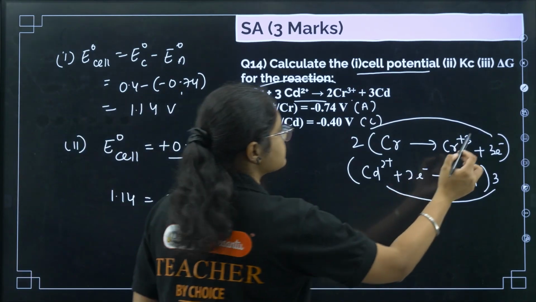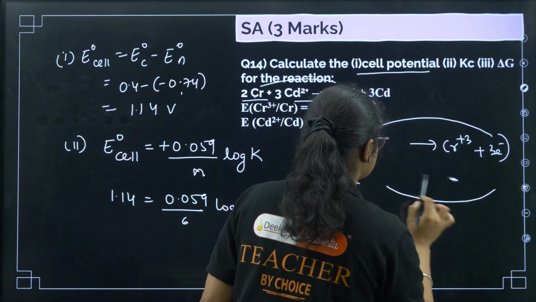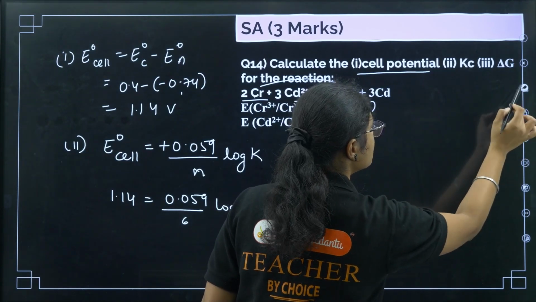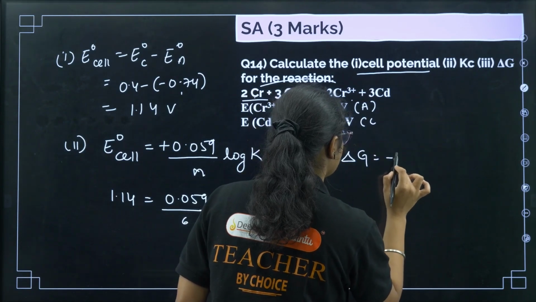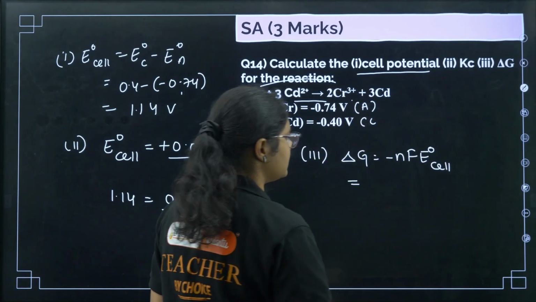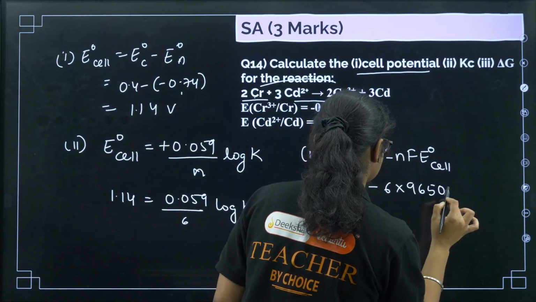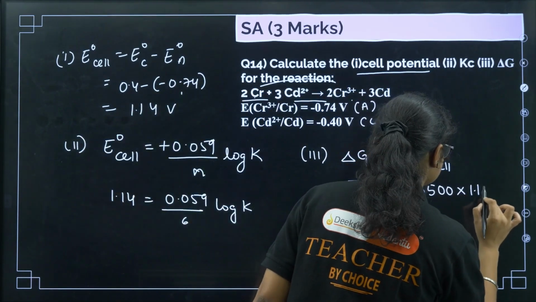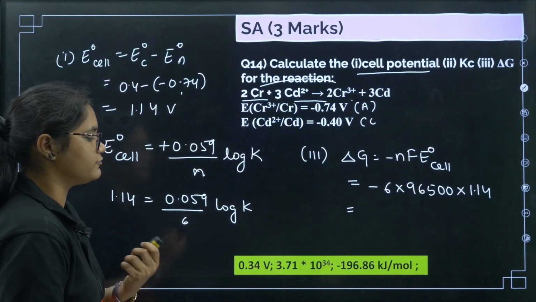Now coming to the next part, delta G. That is also very easy; you just need to substitute into the formula. Delta G is equal to minus nFE° of the cell. Here n is 6, F is 96500, and E° of the cell is 1.14 volt. If you solve this, we will also be able to calculate the delta G of the reaction.